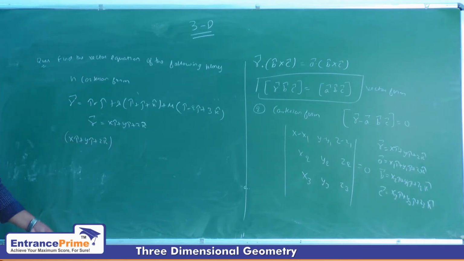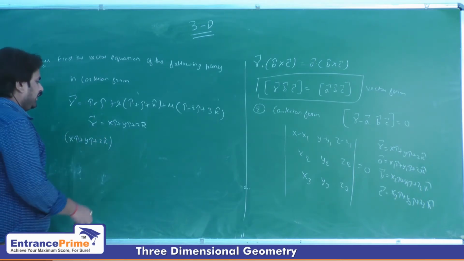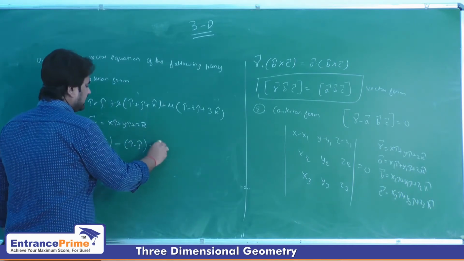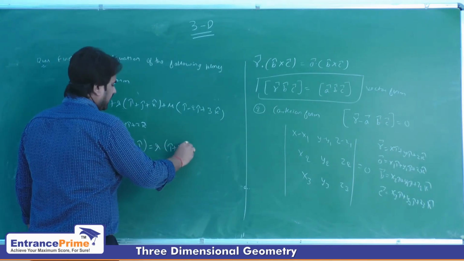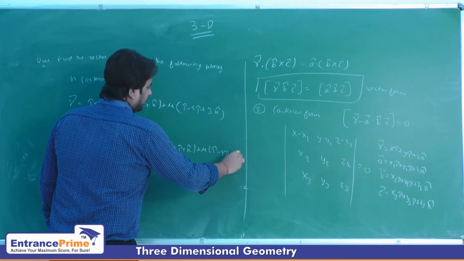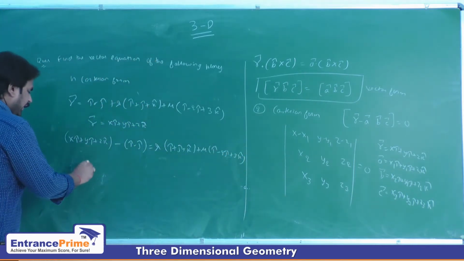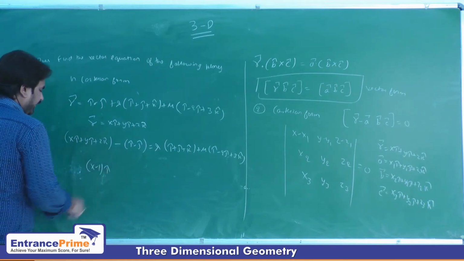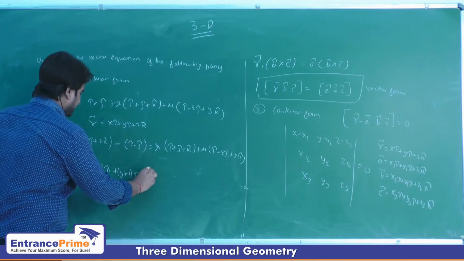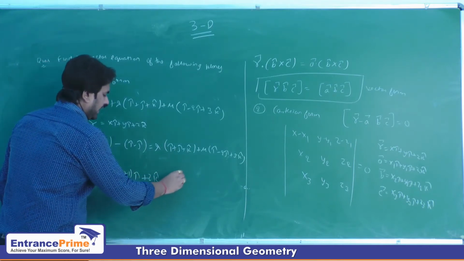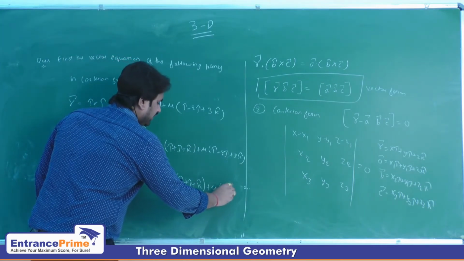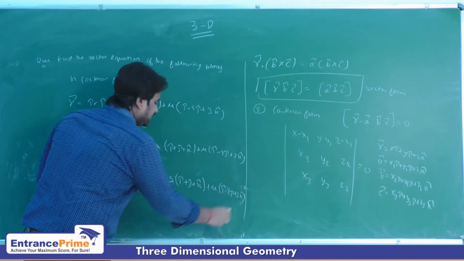We are substituting the value of r vector in this equation. So it will become minus of i vector minus j vector, that is equal to lambda times of i plus j plus k plus mu times i minus 2j plus 3k. So it will become (x minus 1) i cap plus (y plus 1) j cap plus z k cap, that is equal to lambda times of i plus j plus k plus mu into i minus 2j plus 3k. So this is written like this.